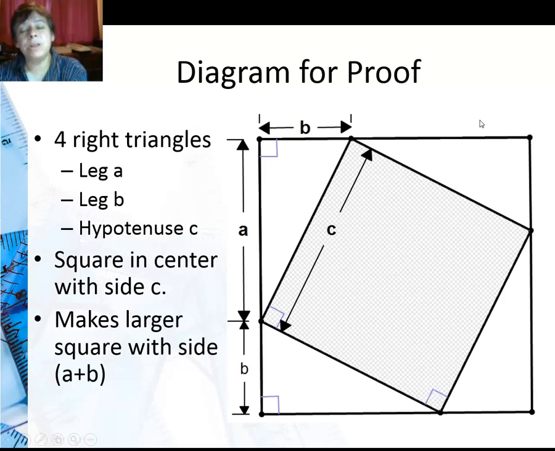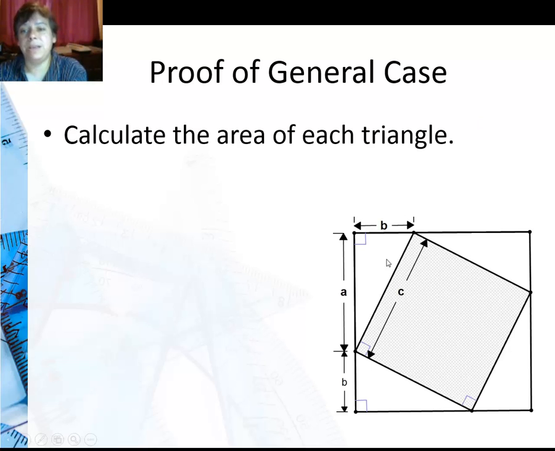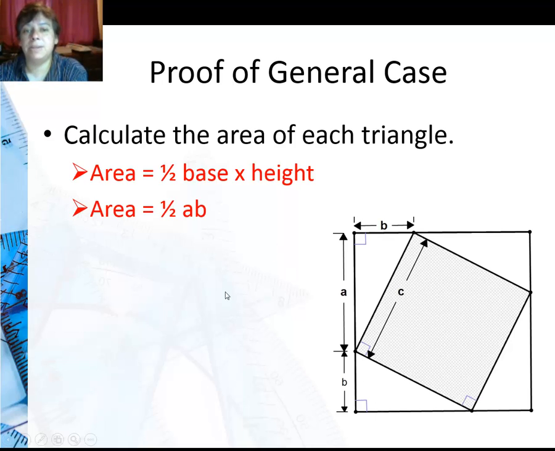Okay, so now we're going to use this diagram to make a proof. So I'm going to start with the area of each of these triangles. The formula is 1/2 base times height. Well, I can use a as the base here and b as the height, or b as the base and a as the height. Either way, it's going to be 1/2 a times b.